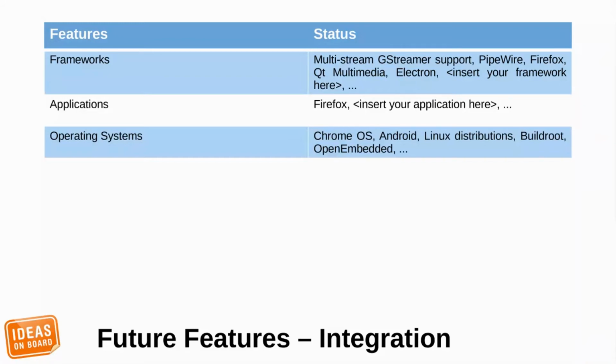On the operating system side, I explained that we are testing our Android camera HAL implementation on Chrome OS today. We're starting tests on Android as well. But we want to integrate libcamera in Linux distributions. We have support in Buildroot and Open Embedded already today. And so we want to expand that to make sure that it's actually shipped on devices and available for everybody.